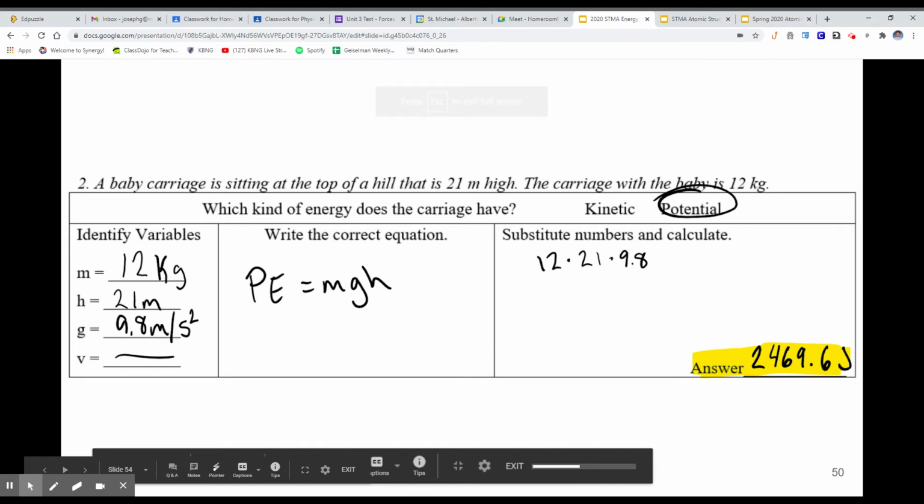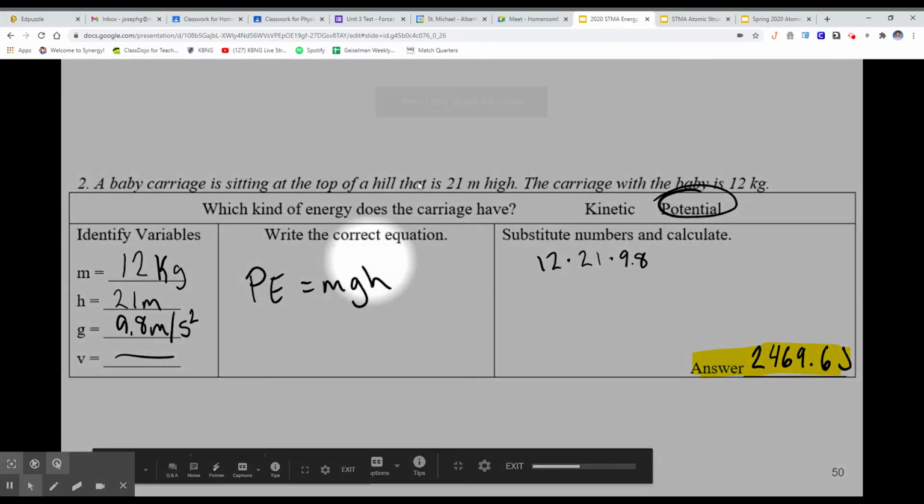So hopefully you figured out that it's potential energy because the baby carriage is sitting at the top of a hill. It's not moving. So the very first thing there, pretty easy, 21 meters high. Well, only one of our variables requires a distance, and that's height. So 21 meters goes there. The carriage with the baby is 12 kilograms. Only one of our variables is measured in kilograms, in mass, right? So mass obviously has to be 12 kilograms. And it doesn't say that we're on another planet, so it's pretty safe to assume that we're on Earth, and that's why acceleration due to gravity, or g, is equal to 9.8 meters per second squared.